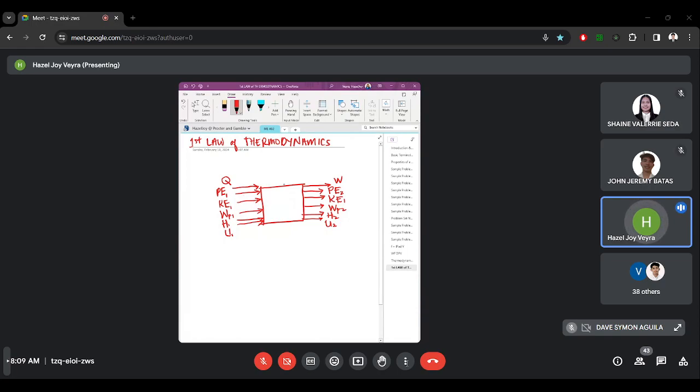So, parang FBD lang, no? Ay, hindi pala. Bawal pala. I-form na lang natin yung equation.